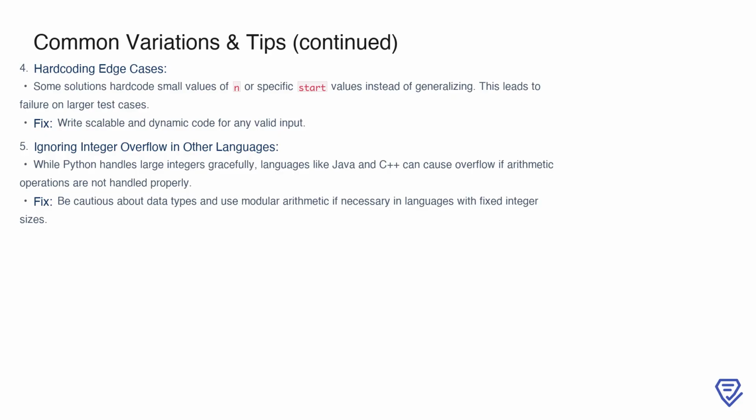Additionally, while Python gracefully handles large integers, other languages like Java or C++ may encounter integer overflow during arithmetic operations. This can lead to incorrect results unless you manage data types carefully or apply modular arithmetic. If you're coding in a language with fixed integer sizes, always be mindful of these limitations and test for them.